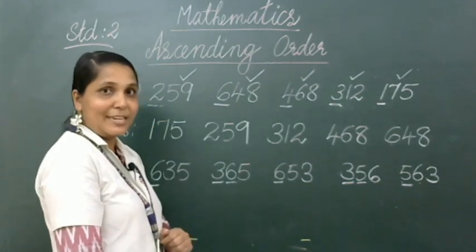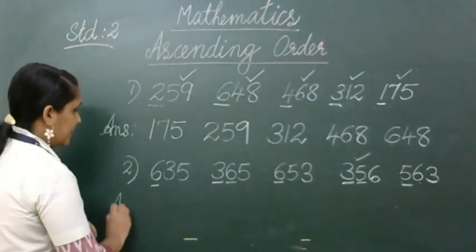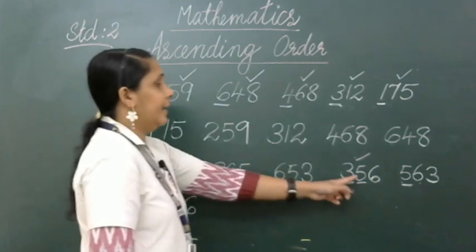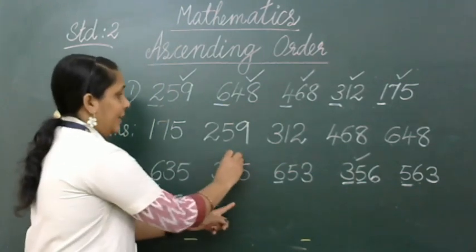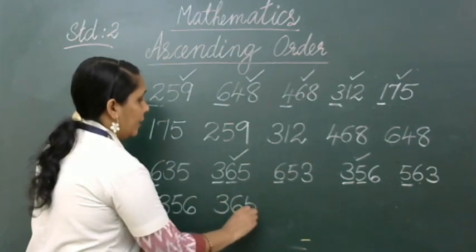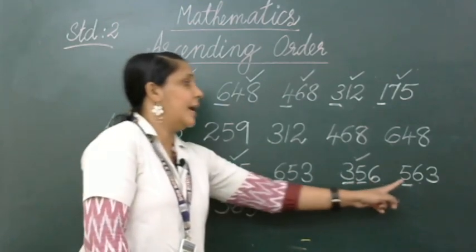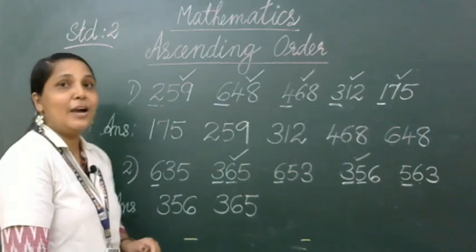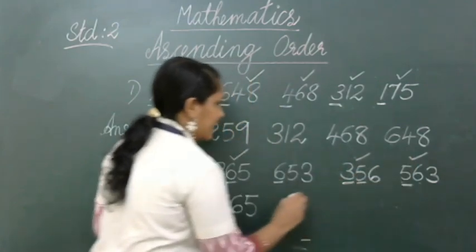So which is the smallest number? Smallest number is 356. So we will tick and write 356. After 356, what is the next one then? Here, obviously it is the 365. Now compare the remaining numbers. 6, 6 and 5. Which is the smallest? 5. So which is the smallest number? 563. So tick the number and write 563.